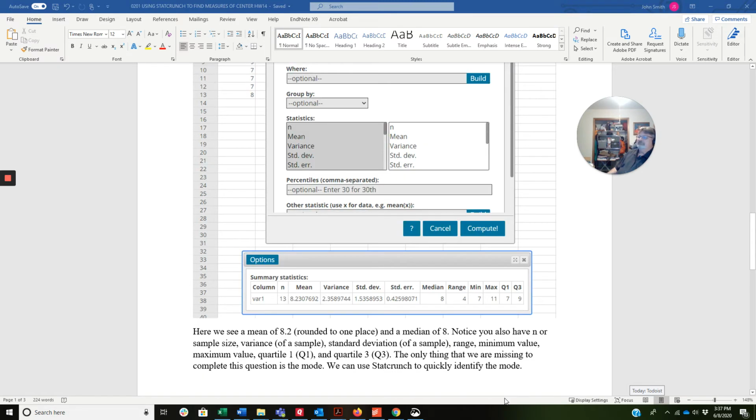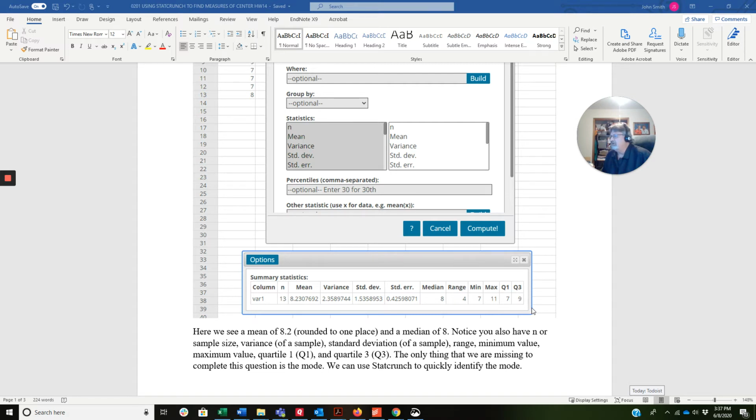And this is really important because, again, we're going to use this repeatedly. So we have 13 data points. Sure enough, 13, right? That's our N. We see we have a mean of 8.2 if I round it to one place, and a median of 8. That's what this question is going to ask: the mean, the median, and the mode. These are all measures of center. Think about the characteristics of data. That's the discussion question that's due tonight. So right now, this question is going to ask us about measures of center.